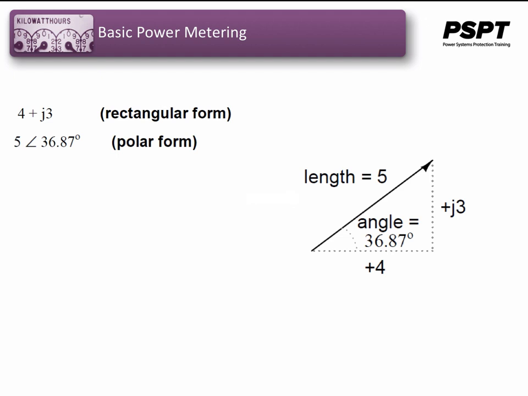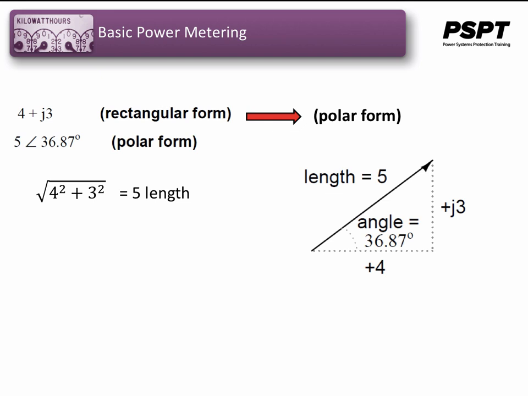Now this time we want to go in the other direction. We want to change the rectangular form to the polar form. And you can find the polar magnitude through the use of the Pythagorean theorem. The polar magnitude is the hypotenuse of a right-angled triangle, and the real and imaginary components are the adjacent and opposite sides respectively. So the length would be the square root of 4 squared plus 3 squared, which comes out to 5.